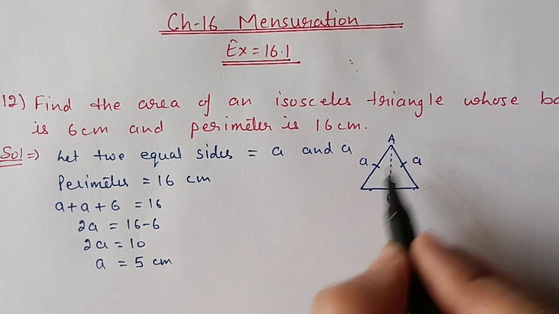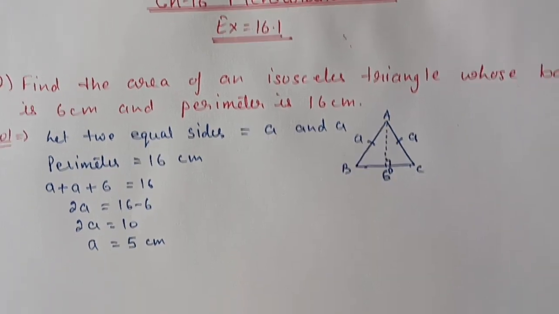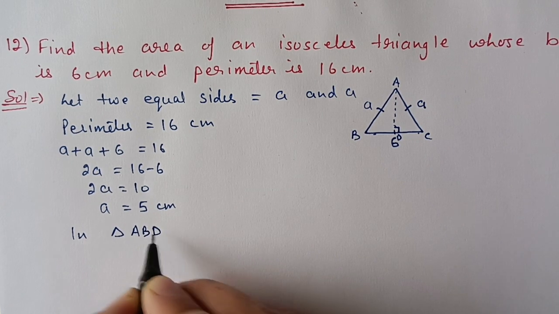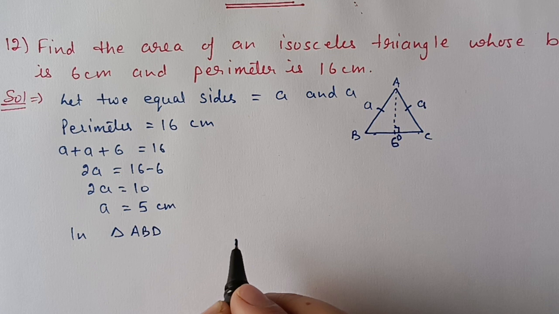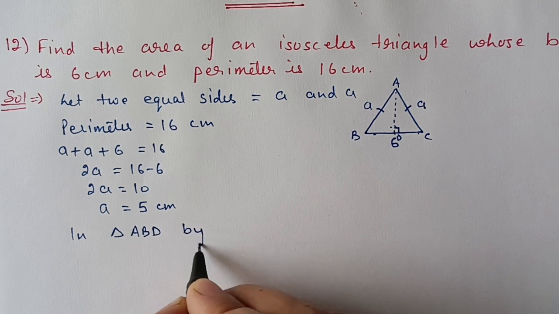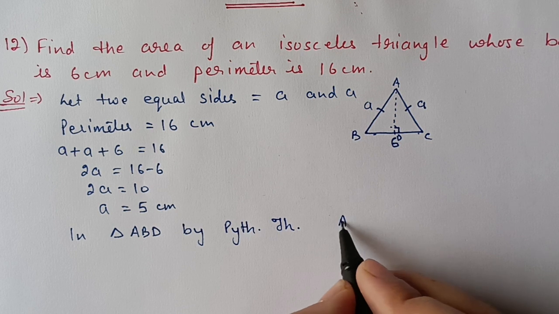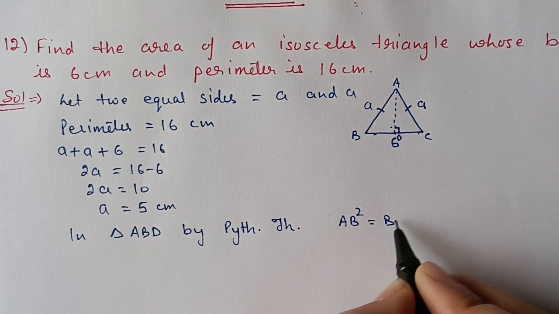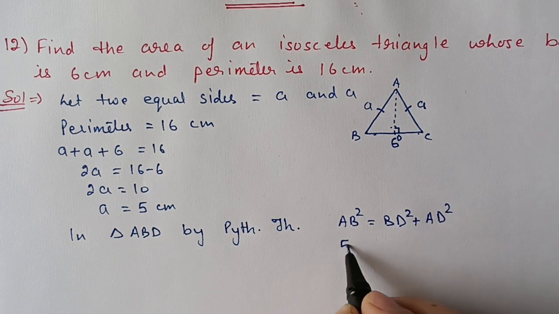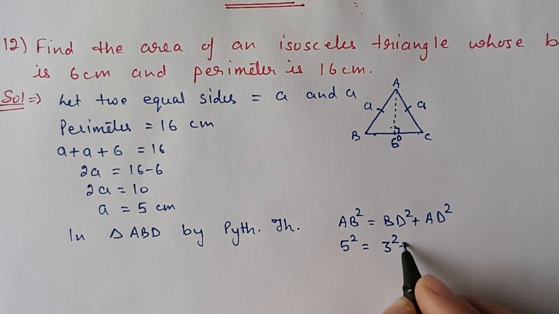If we draw one perpendicular from here, it will divide this base into two equal halves. So we can take any one half triangle. In triangle ABD, we will use Pythagoras theorem here because it makes a 90 degree angle. By Pythagoras theorem, AB square is equal to BD square plus AD square. AB we have calculated as 5, BD will be 3, half of 6, and AD we can find out.